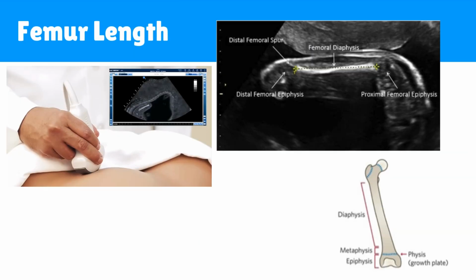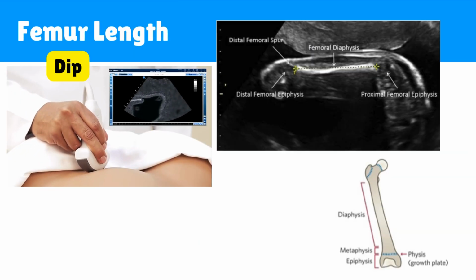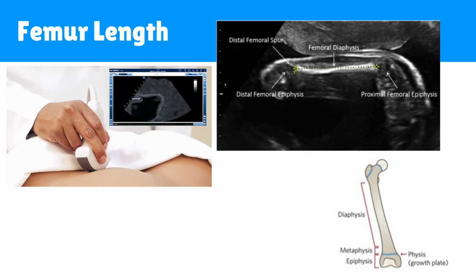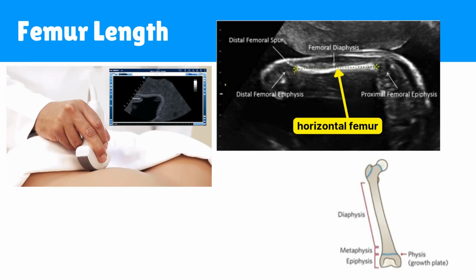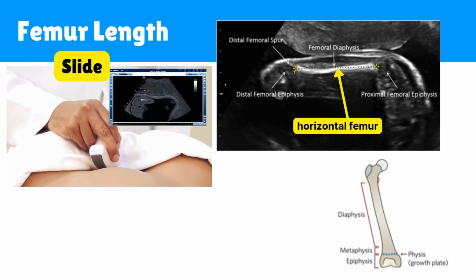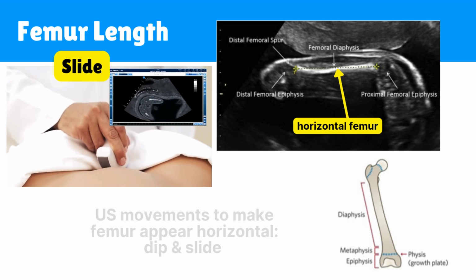The femur length should show the whole diaphysis with calipers placed at each ossified end of the diaphysis. The femur should appear horizontal on the ultrasound screen to be accurately measured. To make the femur appear horizontal, remember to dip and slide.